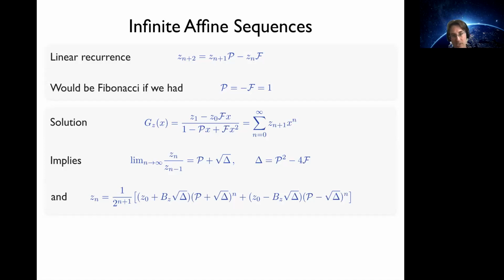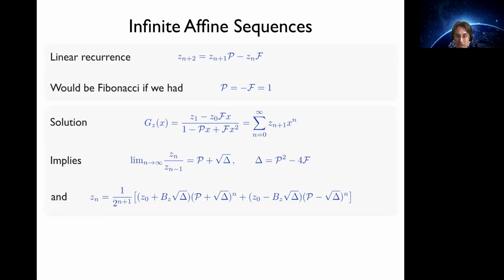Okay, so we've got this solution to the recurrence relation, and that implies that the asymptotics are dictated by the roots of that quadratic in the denominator. In particular, the asymptotic ratio of the two A coordinates, Zn over Zn minus 1, has to be P plus root delta. That's the root of this quadratic. And delta is given by P squared minus 4F.